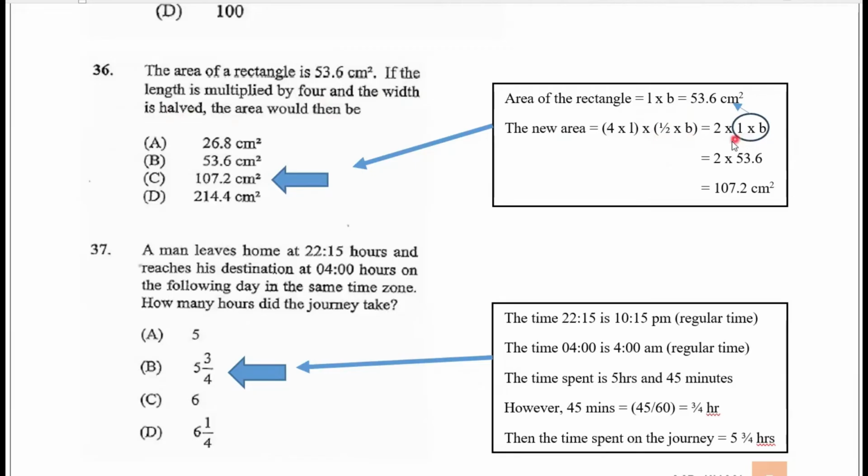I hope you all understand that. And what is L by B? L by B is 53.6, right? You see that from on top here. So 2L by B will be 2 by 53.6. And that'll give you 107.2 cm squared. Okay? 107.2 cm squared. That is the area of that new rectangle. Use a little algebra there. And C is the answer there.